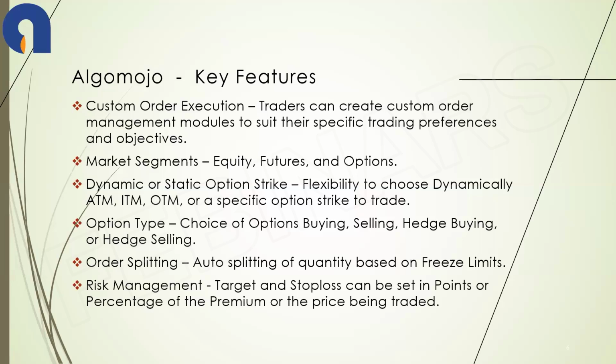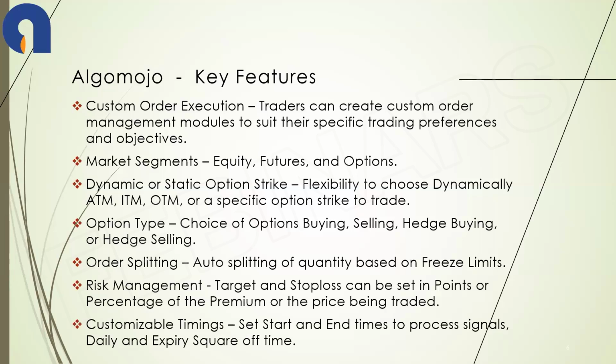In terms of risk management, we have the target and stop loss that can be set. You have the flexibility to define these either in points or percentage, and it can be in terms of the premium percentage and points also. We will go through all these facilities as we start looking at the platform as such. You can also define what is the start time and what is the end time that you want your signals to be processed, and also you can set the expiry time and when you want to expire or roll over. Those kinds of facilities are available in the platform.